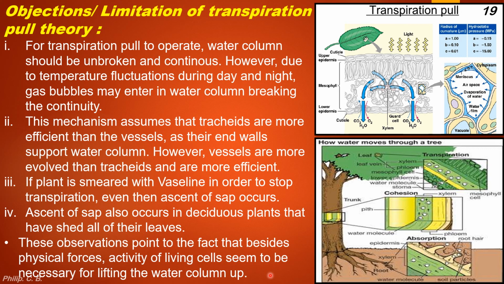So here again I added two images to understand the concept, that is, absorption from the root. Further, through the xylem, you can see the epidermis, the water molecules passing through the xylem component. You can see the pith in the surrounding region, the trunk of the tree, then the cohesion, and further the transpiration which takes place through the leaf. Here again is another image showing the transpirational pull, the lower epidermis, the mesophyll cells, the upper epidermis and the cuticle.